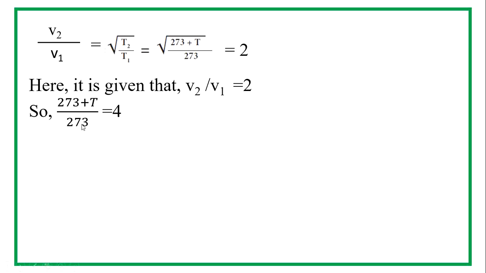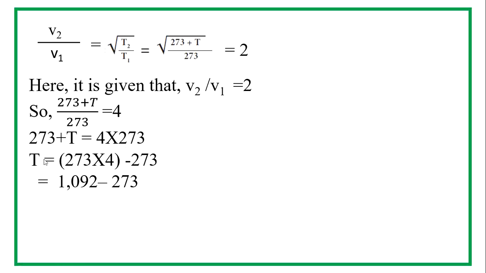When we remove the square root, we get 273 plus T by 273 is equal to 4. Now, we have to cross multiply. 273 plus T is equal to 4 into 273. Now, we have to find out the T. So, we bring the plus 273 to the other side as minus 273. So, T is equal to 273 into 4 minus 273.